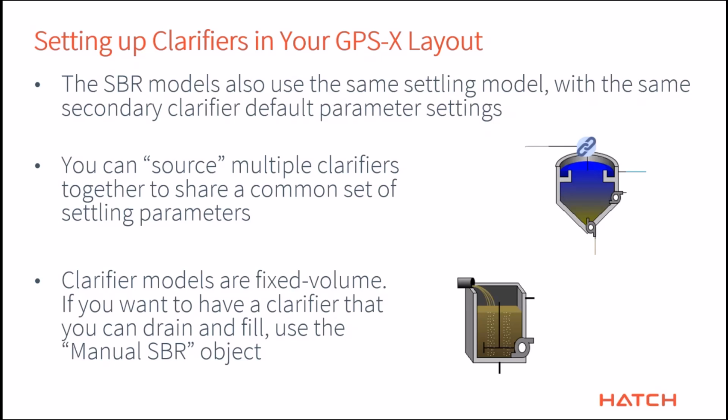One other thing you can do is source multiple clarifiers together and have them share one common set of settling parameters. Sourcing is a feature we don't talk about a great deal in GPS-X, but it is very handy. If you have multiple objects on your drawing board and you want them all to share one common set of parameters, for example the biological parameters in the bioreactors, or the same settling parameters in several clarifiers, you can link them all together with this little chain symbol, and only one of them will actually show the settling parameter menu. When you do that, it will link them all together. I'm going to show you an example of that in a moment.